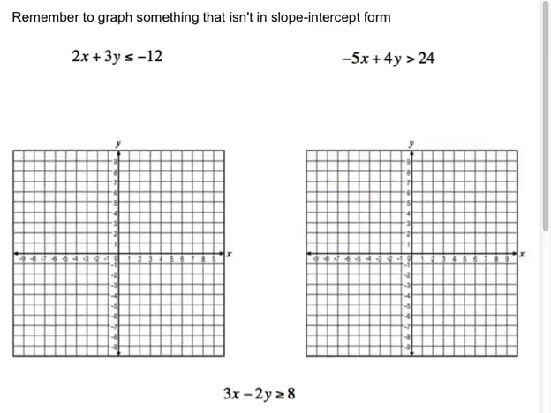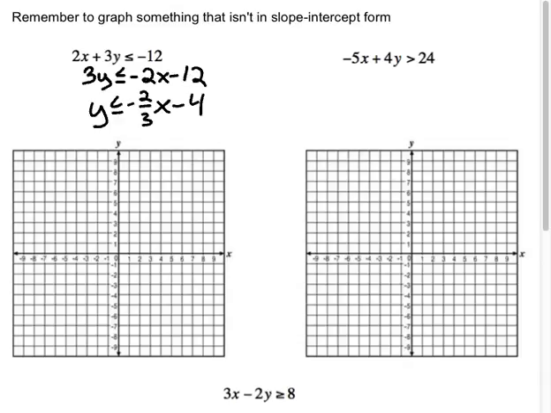Now, of course, sometimes you'll see things like this. And in order to graph something that isn't in slope-intercept form, something that isn't solved for y, remember the most important thing is solving it for y. So here I'm going to subtract off that 2x and divide by 3. And now I have something that is in y equals form.